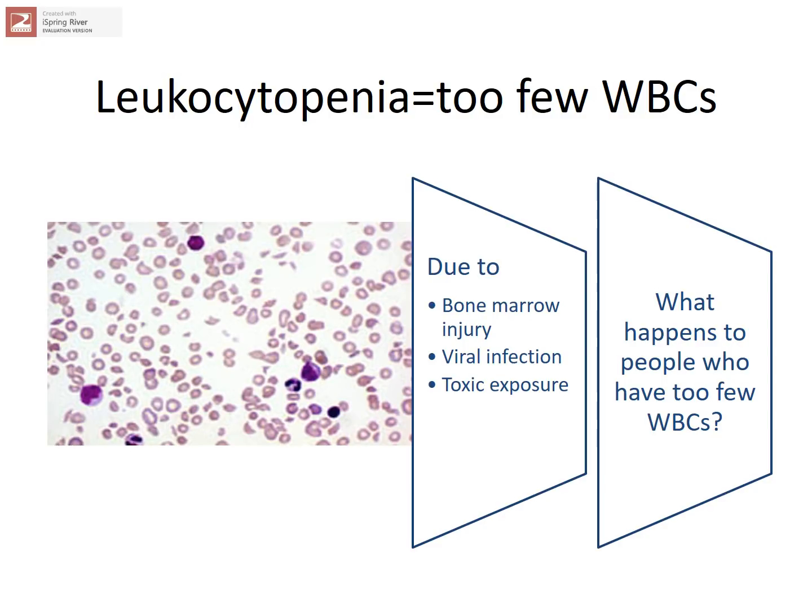Leukocytopenia is too few white blood cells. So this is just as dangerous as leukocytosis, just as anemia is dangerous and represents too few red blood cells. So leukocytopenia could be due to a bone marrow injury. Remember, if the factory is damaged, you're not going to get enough of the product. A viral infection, exposure to toxins, chemicals. So what do you think happens to people who have too few white blood cells?